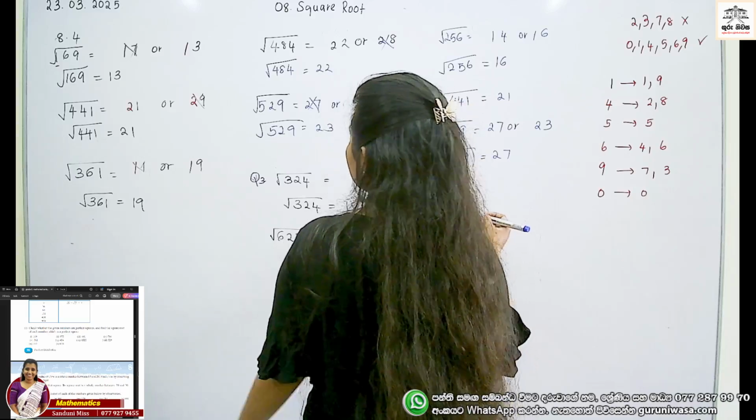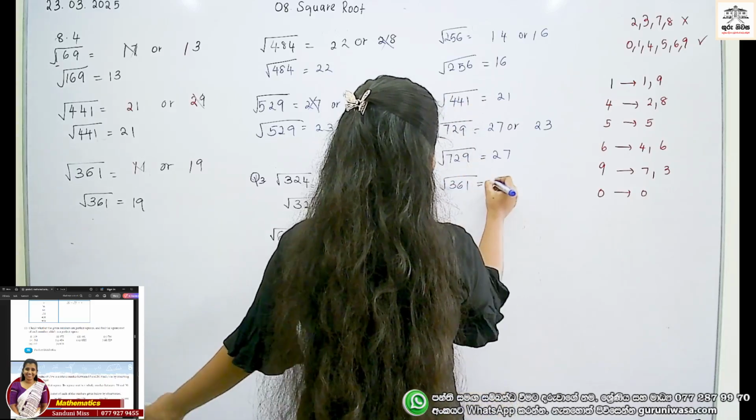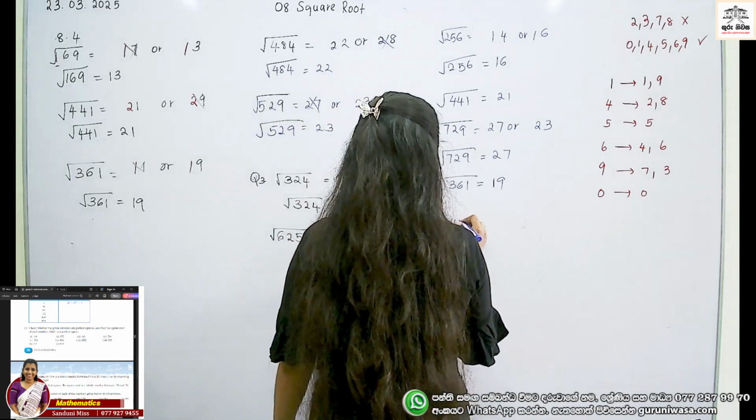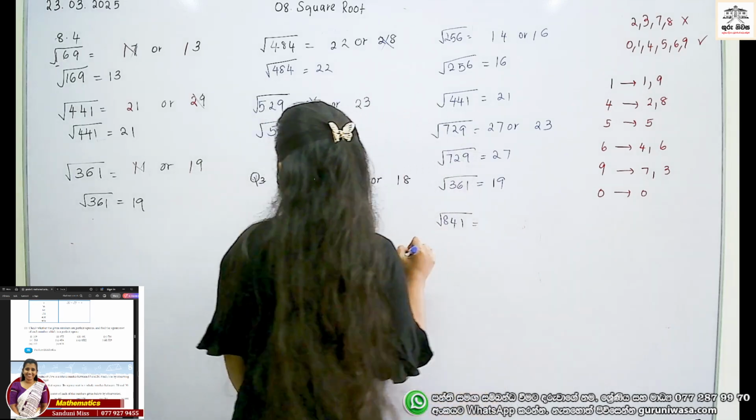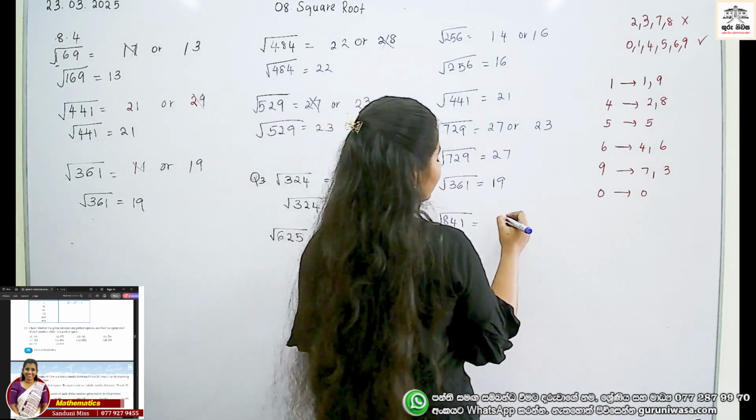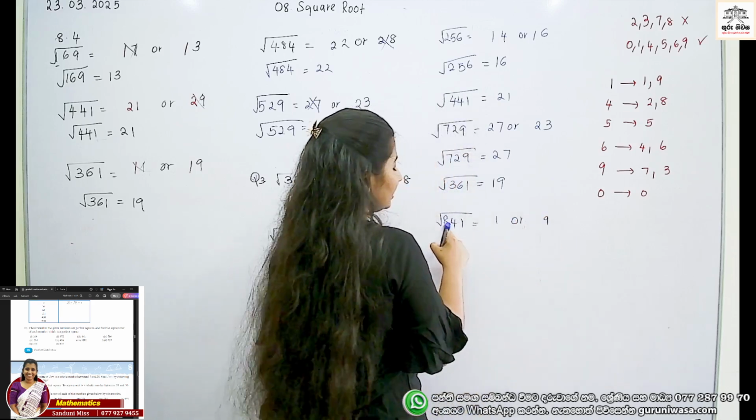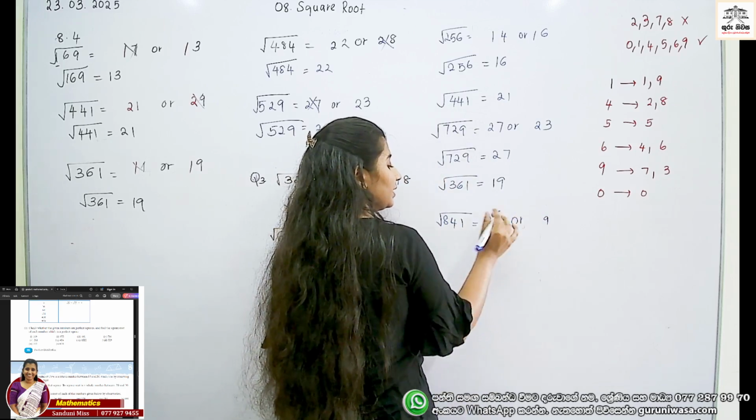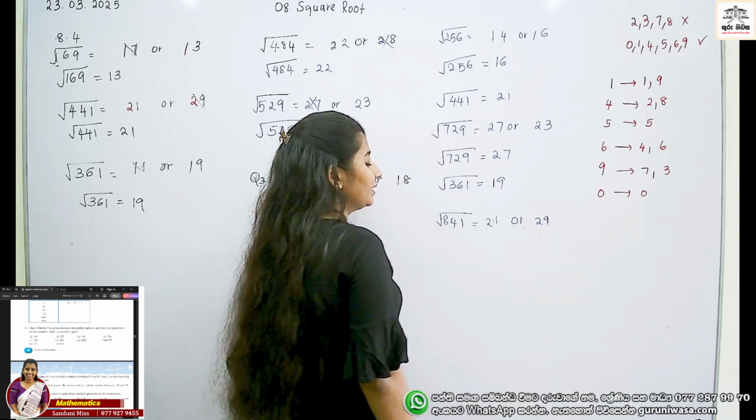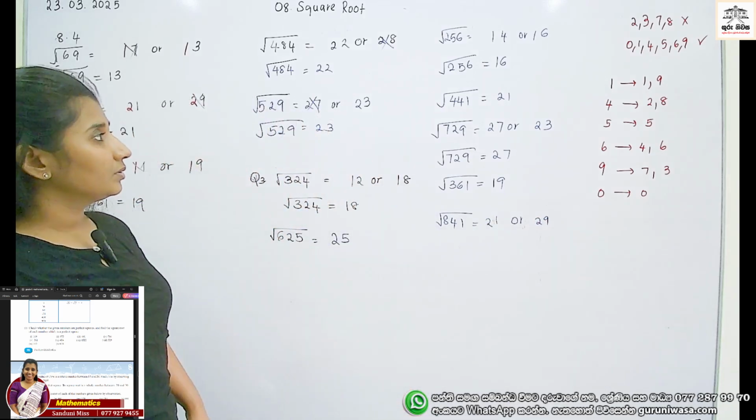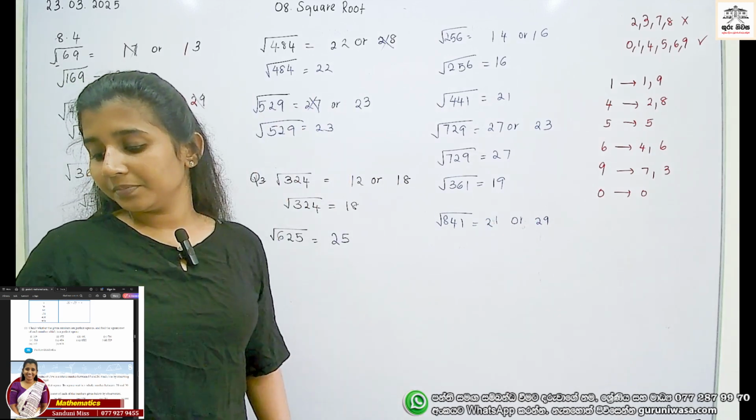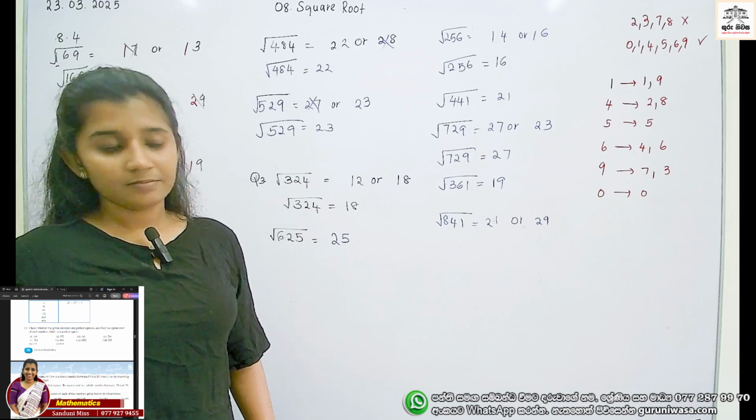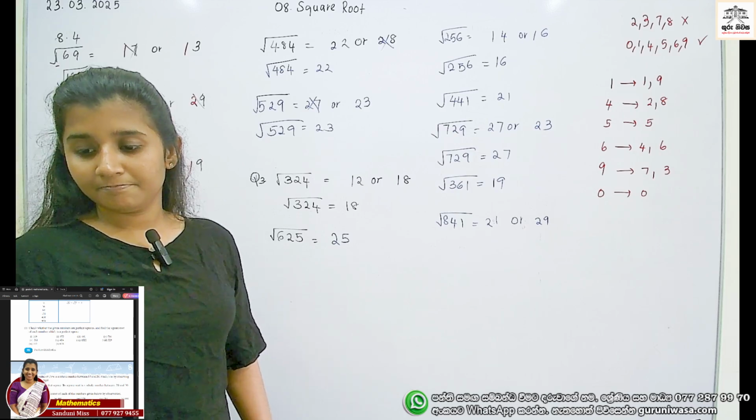361. We have found it as 19. 841. So either 1 or 9. 8 means, so you will be having 21 or 29. 21 or 29. It is 29.